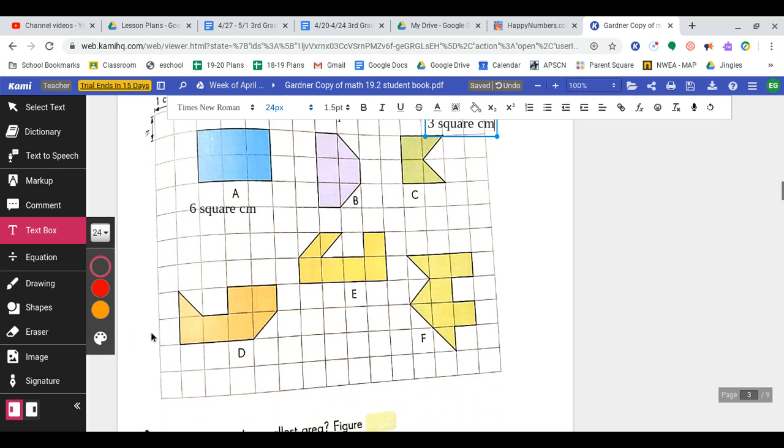Okay, let's try this one. 1, 2, 3, 4, 5 plus another 1 equals 6 square centimeters. Okay, what about this one? 1, 2, 3, 4, 5 plus this altogether equals 1 whole. 2 halves equal 1 whole. So 5 plus 1 is 6 square centimeters.